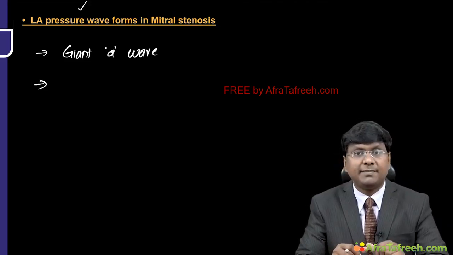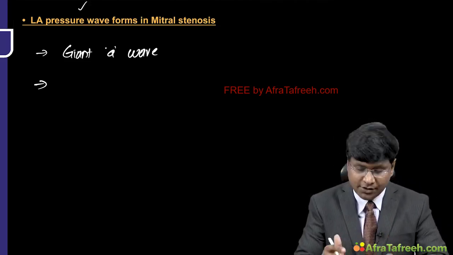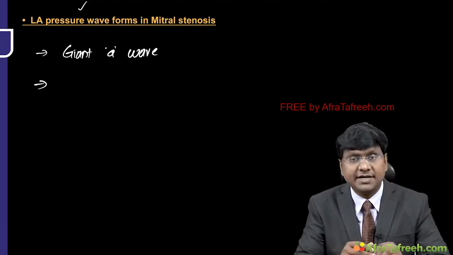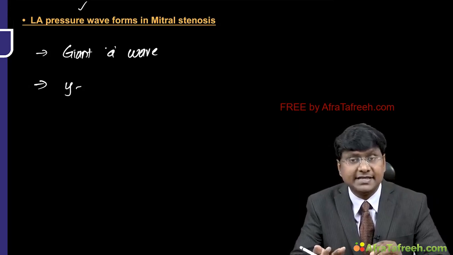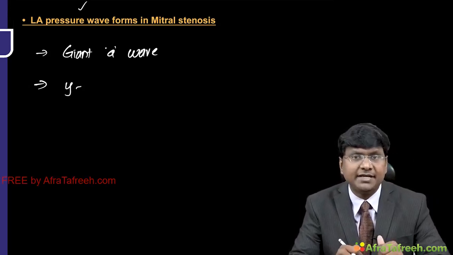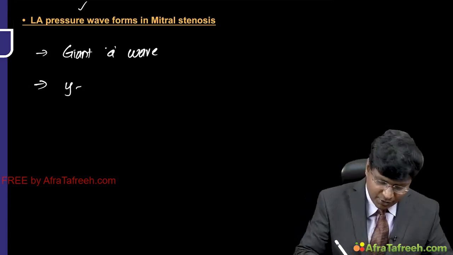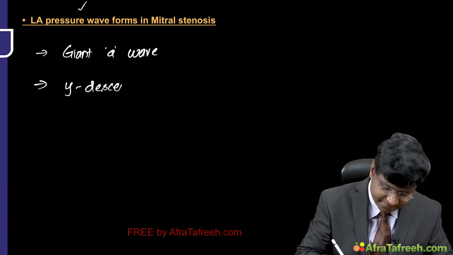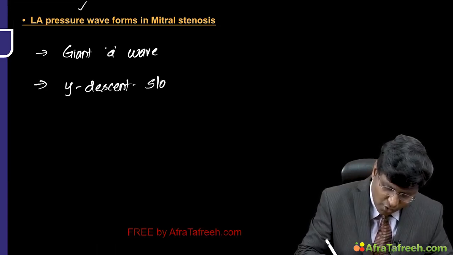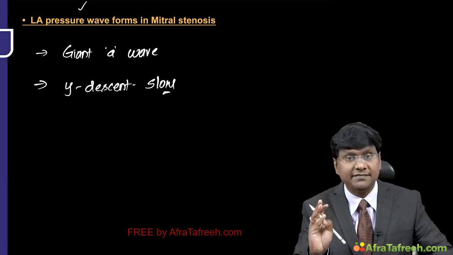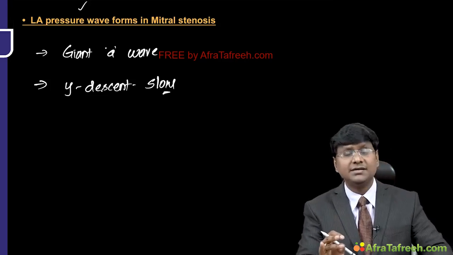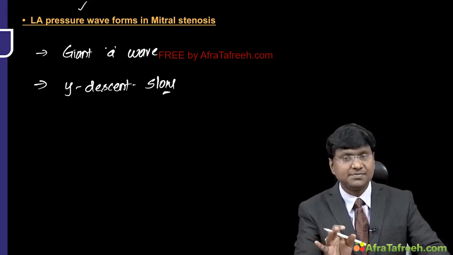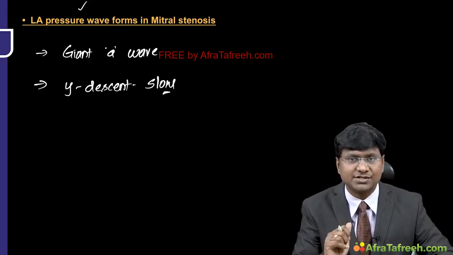And another important abnormality in the waveform is the Y wave. If you go back to the JVP, we have discussed in detail about this Y wave. The Y wave represents the atrial emptying. But how is the atrial emptying here? The atrial emptying is very slow. So that is the reason why your Y descent will be a slow Y descent. So a giant A wave and gradual pressure decline within the left atrium cause the slow Y descent. That is what you will observe as the pressure changes in mitral stenosis.